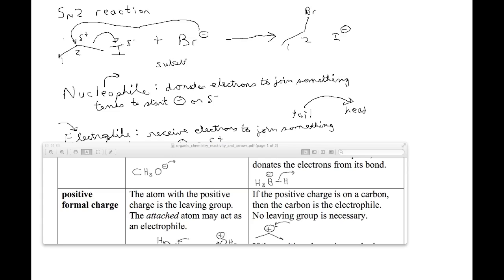There are three main types of reactions in organic chemistry: addition, elimination, and substitution. So this is a substitution reaction. Why do you think it's called substitution? Who are we substituting for who? You're substituting the bromine for the iodine? That's right. So a substitution reaction is when you substitute one group for another. Now, what does the N stand for in SN2? It stands for nucleophilic substitution.